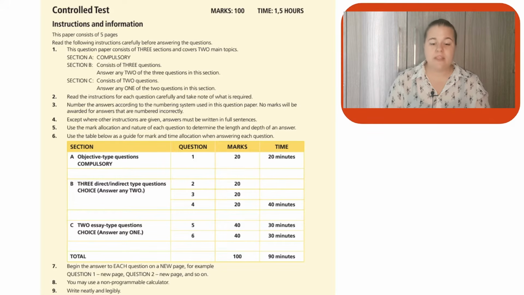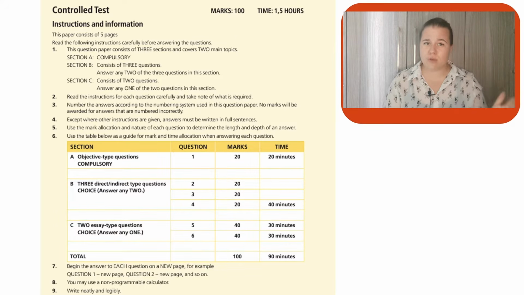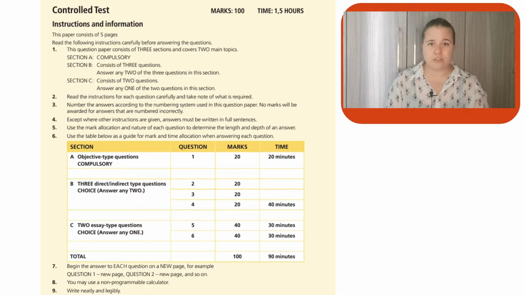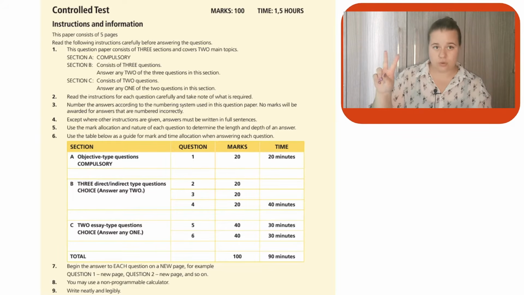Section B, there will be 3 questions. You answer 2 questions. It's very, very important. I see a lot of students doing all 3 questions and you are wasting your time. Time that could be spent on the essay, you're now taking for section B. So make sure section A, you answer everything. Section B, 2 questions only.